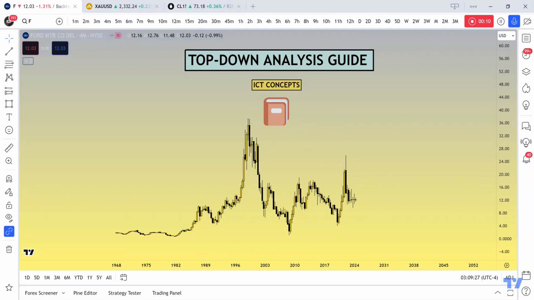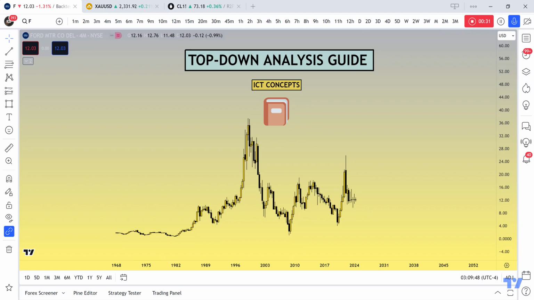with ICT's concepts in order to frame a trade on a lower time frame. Okay, this is how one can derive their bias, narrative, and entries as well. So, watch and learn, and I'll show you how it's done.